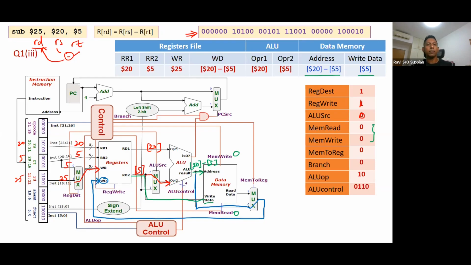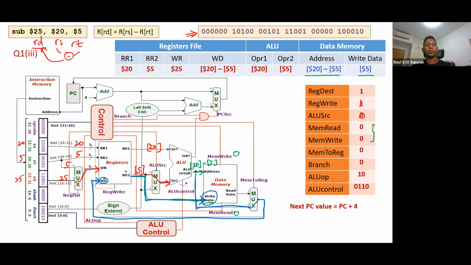Does anybody have any questions about this instruction here? The question is to explain why write data is 5. Because the write data is this pin here, and it's hardwired to RD2. That means whatever is coming out of RD2 will automatically get channeled to this write data.